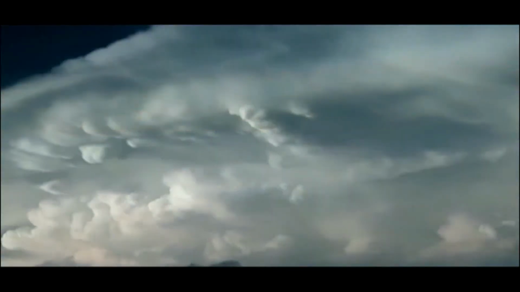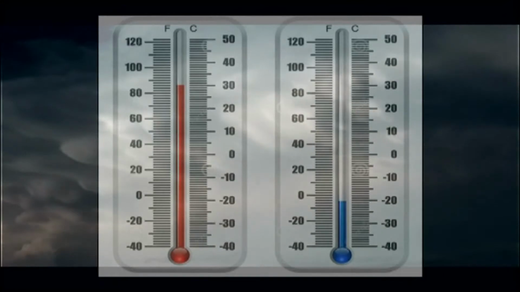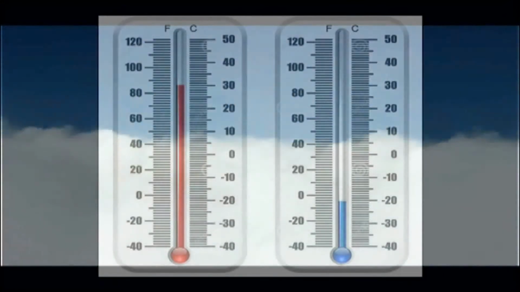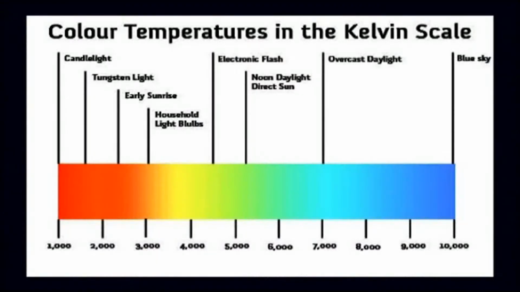Air temperature is measured with a thermometer and is expressed using the Kelvin scale, Fahrenheit scale or the Celsius scale. The Kelvin scale is convenient for scientific calculations, but it is not used to report the air temperature.